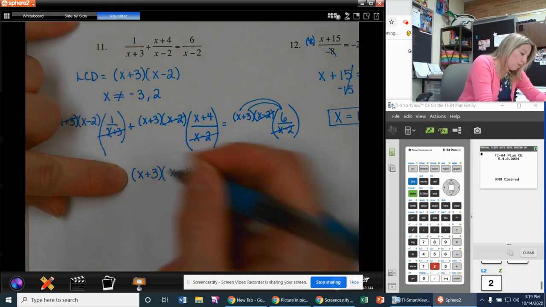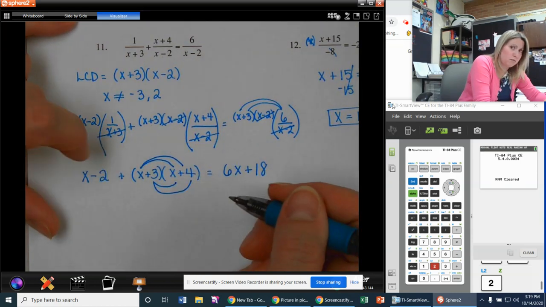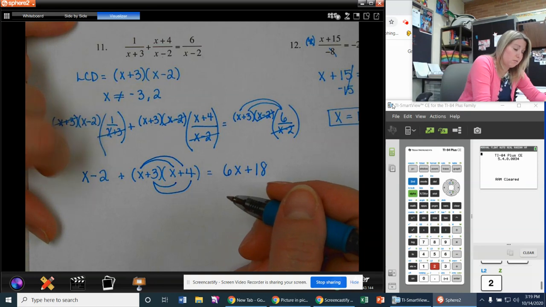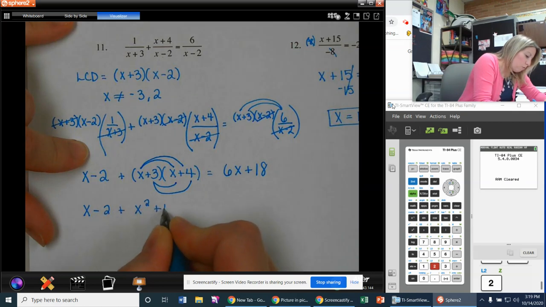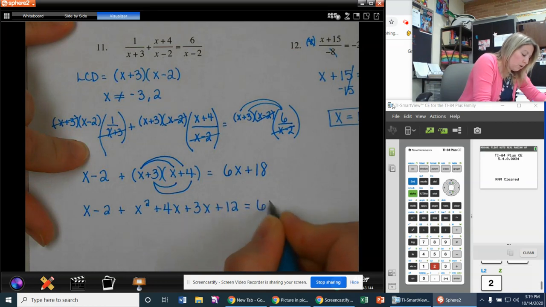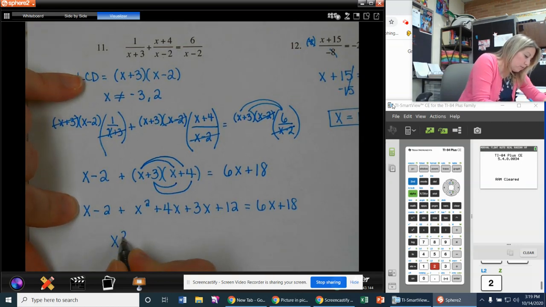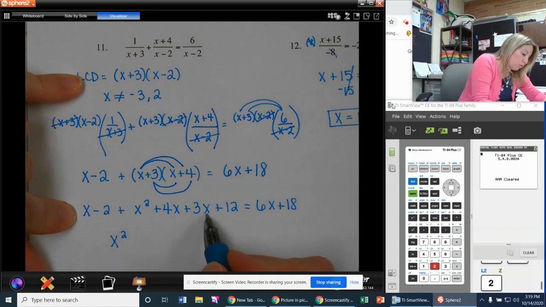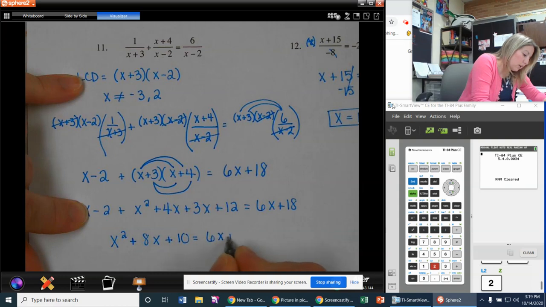Okay, so here you want to FOIL. Okay, you got x minus 2 plus x squared plus 4x plus 3x plus 12. Oh, now we'll combine like terms on that side. So let's see, nothing else like the x squared, bring it down. Then you got x plus 4x plus 3x. So that would be an 8x. Then you got negative 2 plus 12, that's going to be a plus 10 equals 6x plus 18.